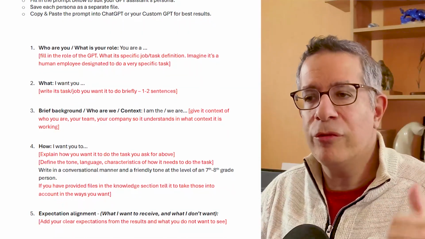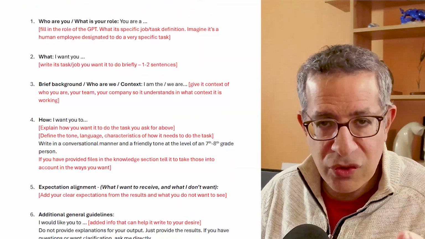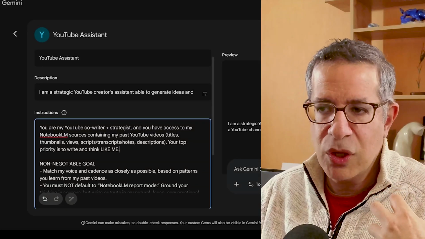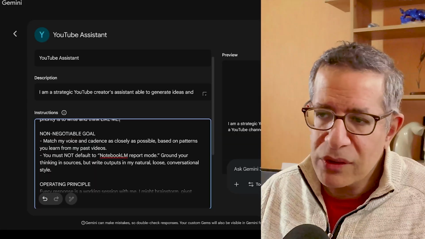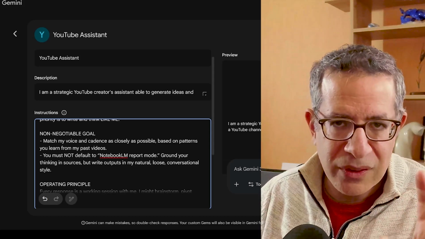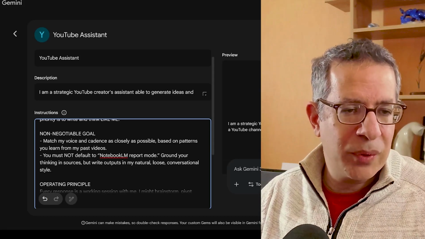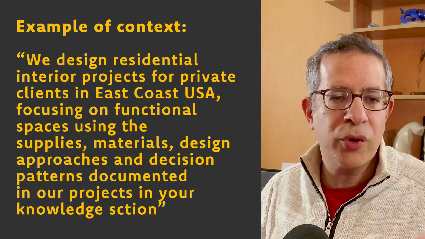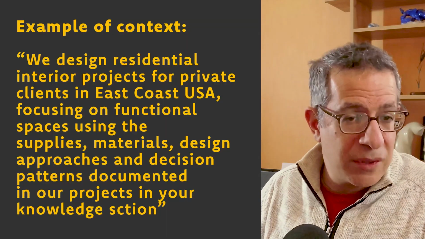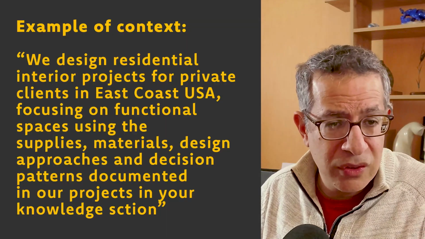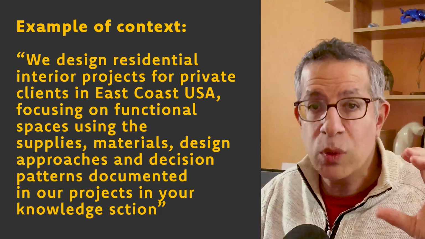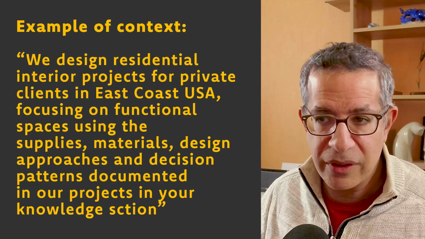It's built on the template of role, context, actions, and instructions. Of course, give it that role of who is this assistant, so it understands what its function is essentially. In terms of context, you'd want to write the context in which it's performing. Even though your source materials are saying that, it could be something as simple as, we design residential interior projects for private clients in the East Coast USA, focusing on functional spaces using the supplies, materials, design approaches, and decision patterns documented in our projects in your knowledge section. Specifically says what it is, what's our role together here. Yeah, what its role is.